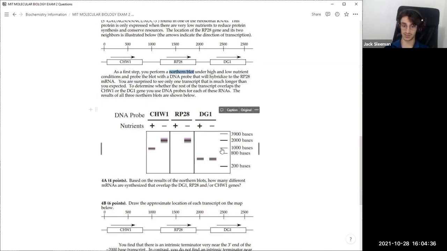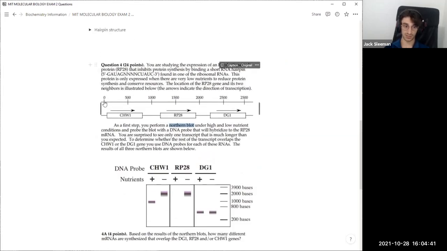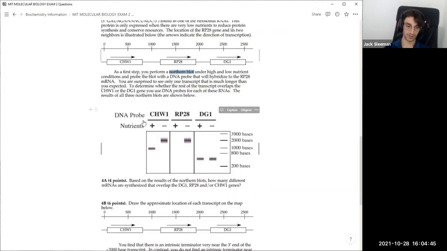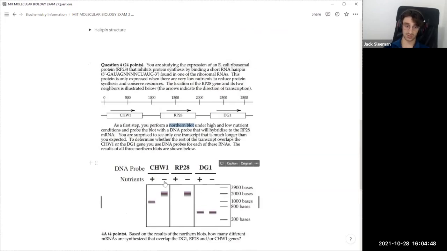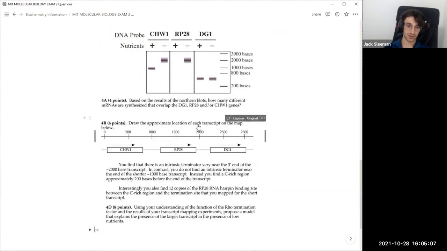One is 600, and one is 1000, and this 1000 one has a DNA probe of CHW1. So it's going from here to 1000 here, with some of these flanking regions. And then we have a long one, 2000, that is picked up by this DNA probe and that DNA probe. So it's probably going from 0 to 2000. The DNA probe for this and the DNA probe for this can both hybridize onto that transcript. So yeah, there are 3. Interesting. We basically just talked about where those were.